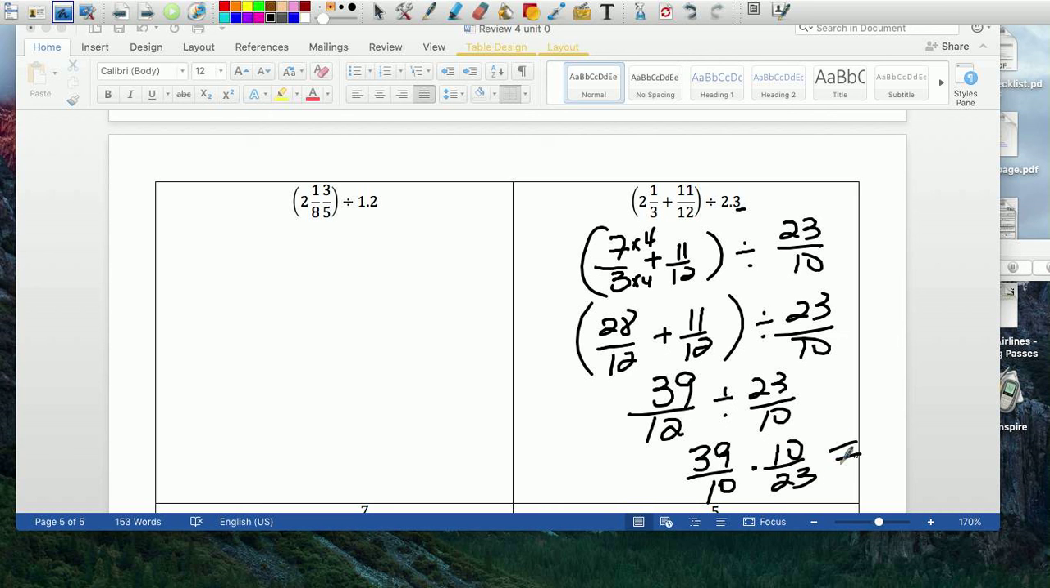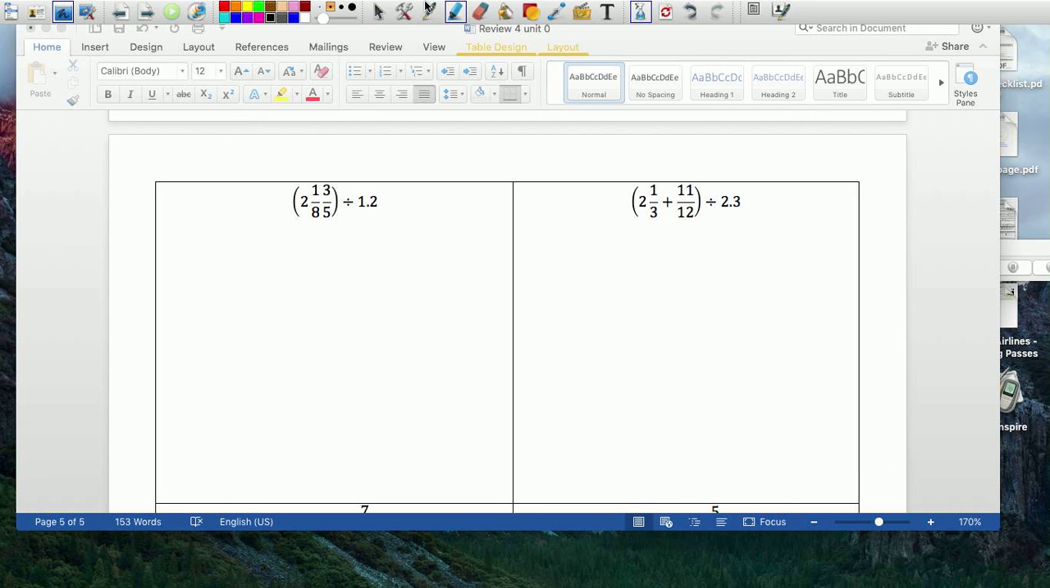We can definitely simplify. The tens, I can divide 10 divided by 10 is 1. 10 divided by 10 is 1, right? Now I can multiply. 39 times 1 is 39, and 1 times 23 is 23. So how many times can 23 go into 39? 1 time, 16 left over 23. Move on.